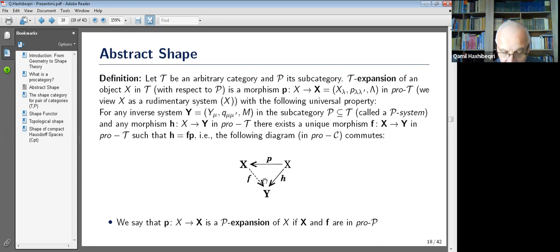Subcategory P is chosen to consist of all, let me see, good objects of T, I mean, objects that have good local properties.